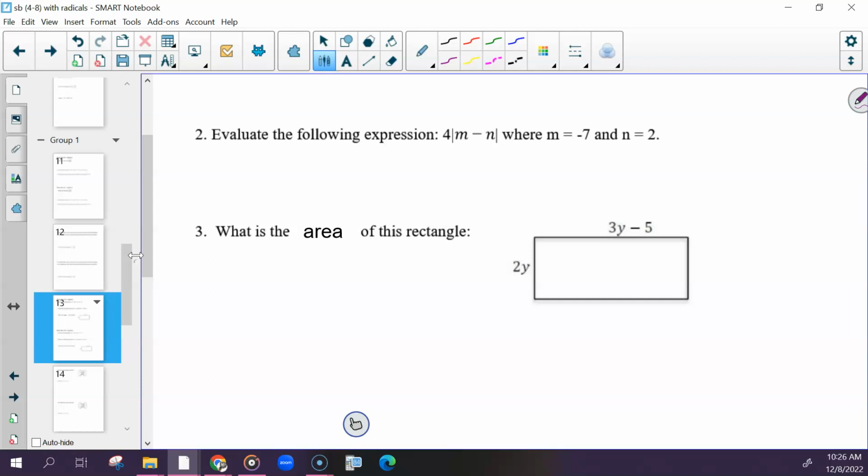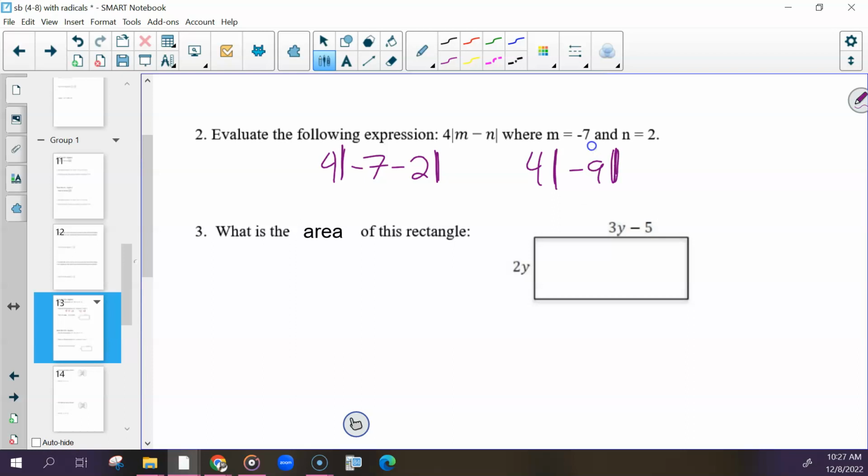Evaluating from the beginning, we put everything in where these are. So -7 in for m, 2 in for n. So we have 4 times the absolute value of -7 minus 2. If you're doing this by hand, you would do what's inside first. So 4 times the absolute value of -9.